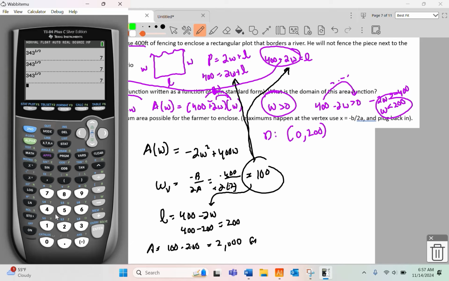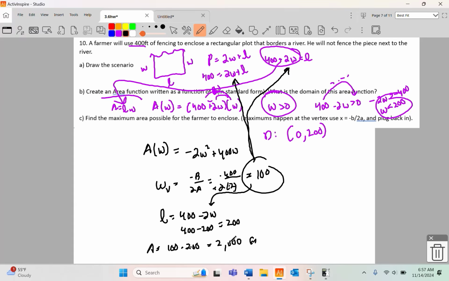I feel like it's going to be 20,000, isn't it? Yeah, missed a 0. Bad math teacher today. I should probably quit while I'm ahead. 20,000 cubic foot.